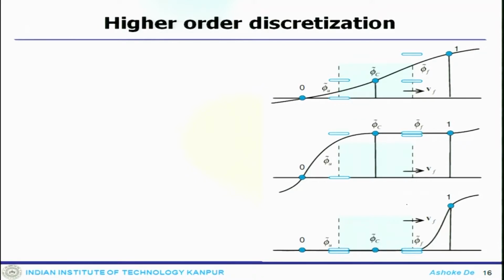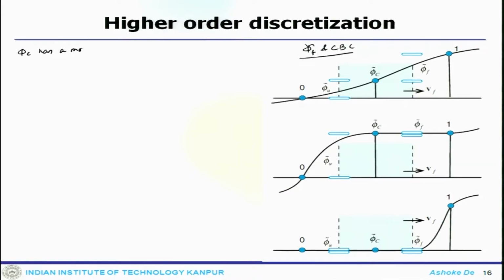Now, this one, importantly, shows the values of phi f tilde and the convection boundedness criteria. So all these three pictures show this, and how one would interpret these things, or what is the physical significance to that.